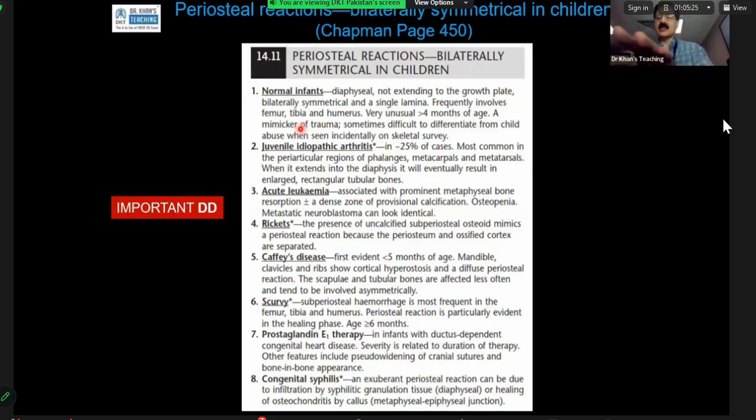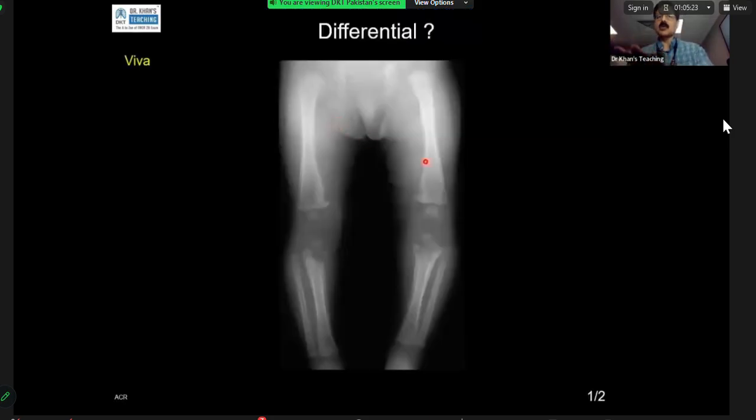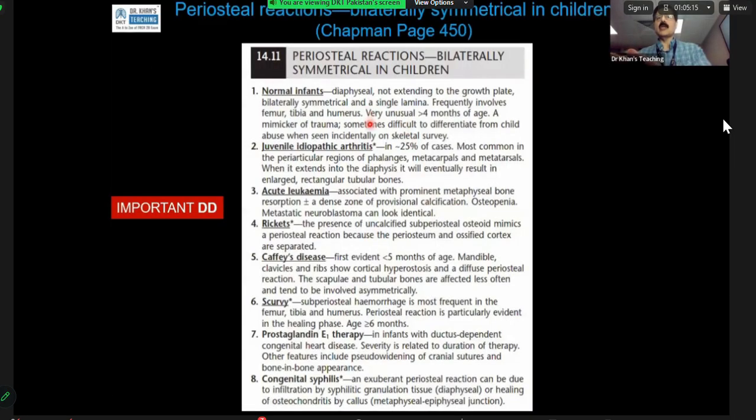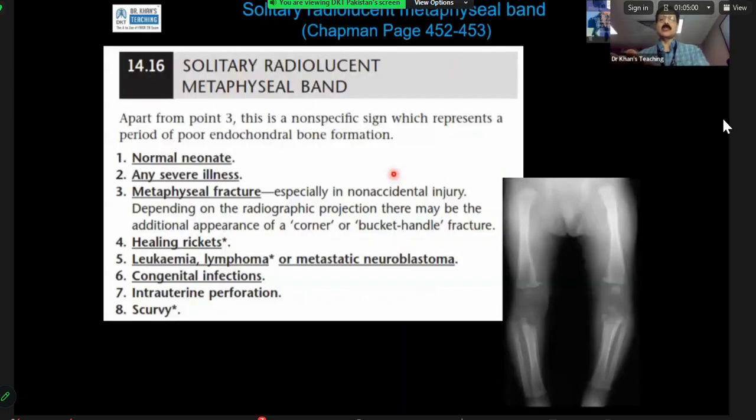The second thing is the radiological features. So let's go back. You did initially tell me that it is a normal physiological periosteal reaction. Normal physiological periosteal reaction is diaphyseal, no signal in the growth plate, bilateral, smear, single laminar, frequent in femur, tibia, humerus, very unusual more than 4 months, and can mimic trauma. This is what is written there. We'll come back to this.